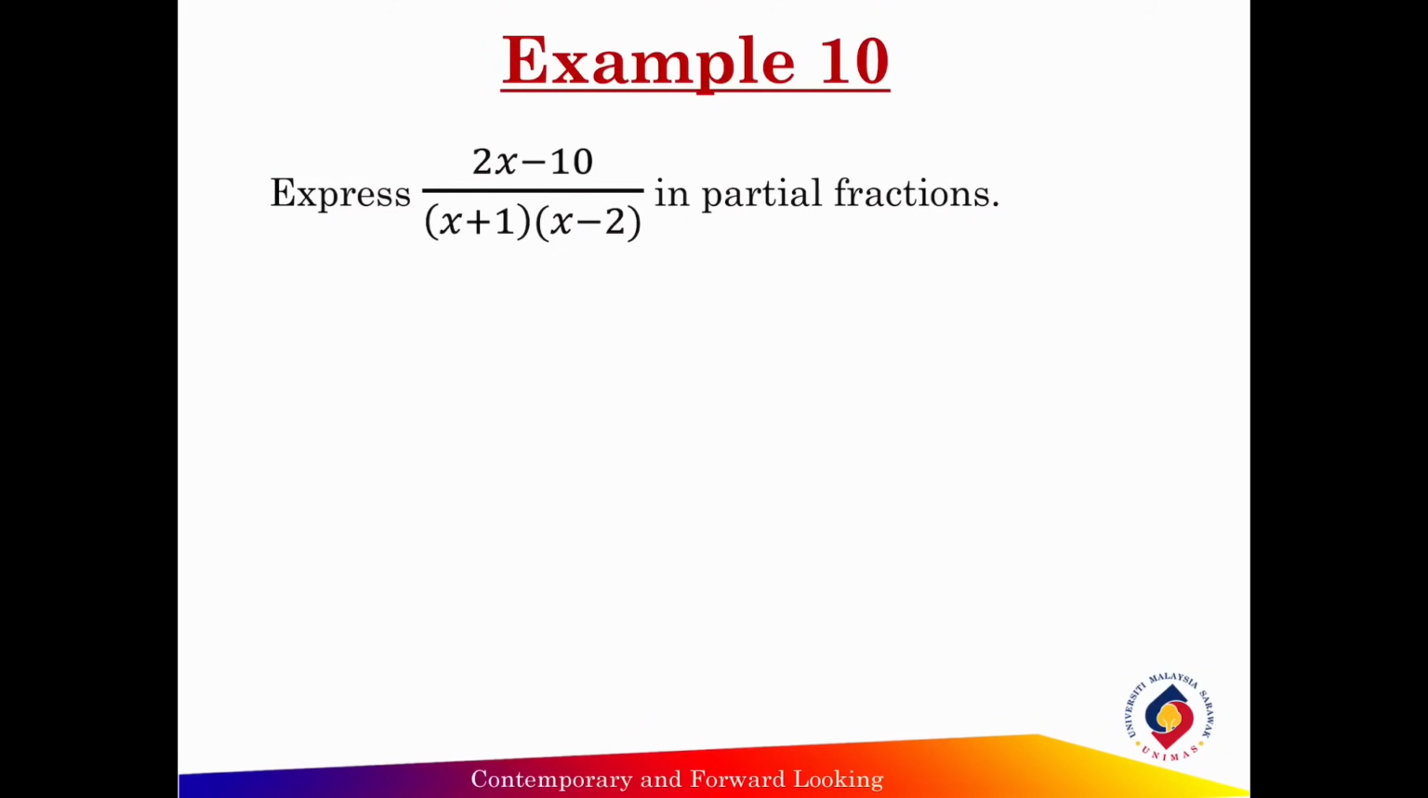Let's discuss this example 10. We have to express (2x minus 10) over (x plus 1)(x minus 2) in partial fractions. So for step number 1, we check this is a proper fraction, so this is okay, no need to do long division. And then we go to step number 2, which is factorize the denominators, and we already have the factorization of denominators here. We have two factors, x plus 1 and x minus 2, two linear factors, so we'll have two fractions for our partial fractions.